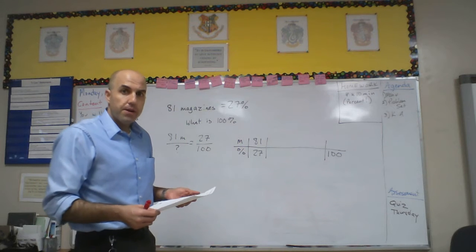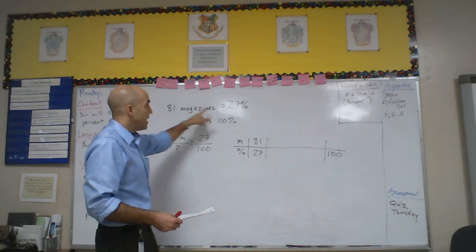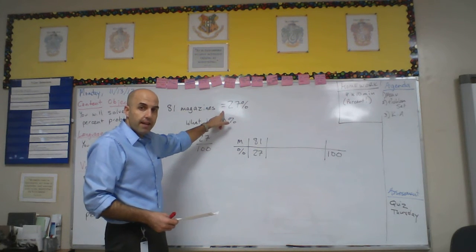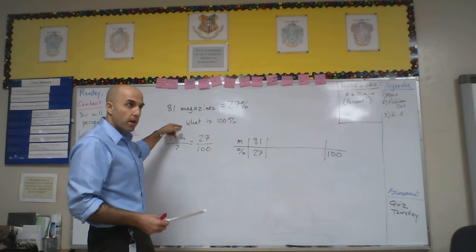Well, what is the information that I have in the problem? I have here that 81 magazine subscriptions is 27%. Notice that every time I have an "is," I'm writing an equal sign. The question is, what is the total, or what is 100%?